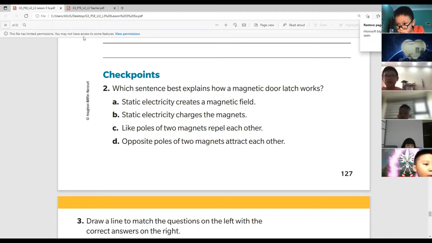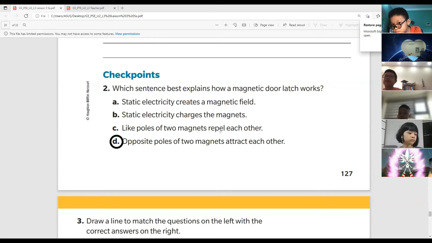Opposite poles of two magnets attract each other. Very good. So that's one answer. Let's see what other people got. Ray, what did you get for your answer for number 2? Opposite poles of two magnets attract each other. Very good. So Ray chose this one.